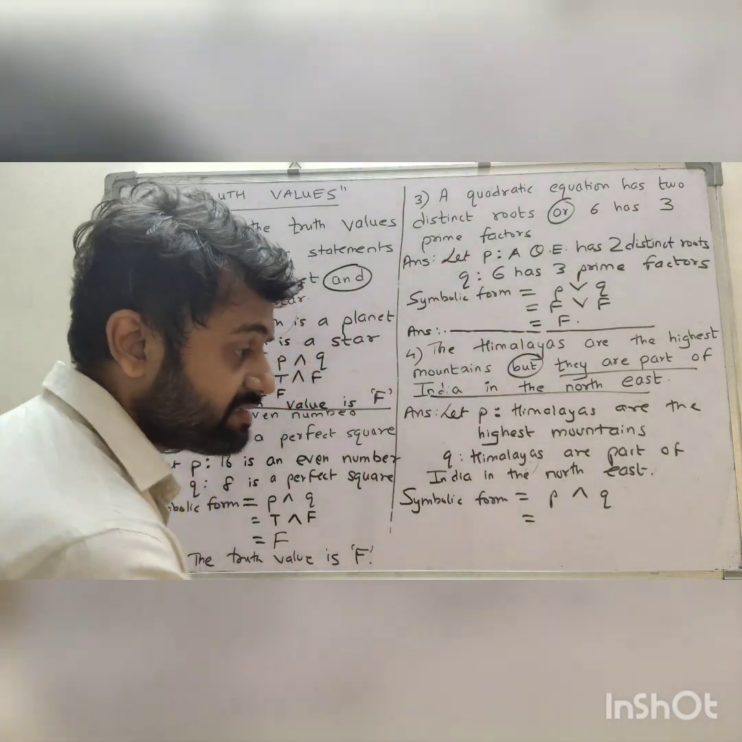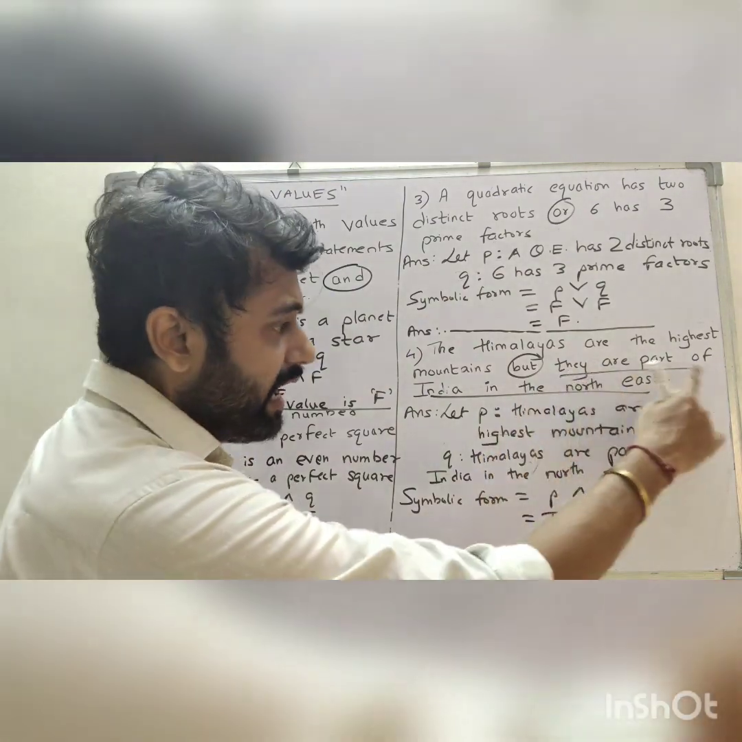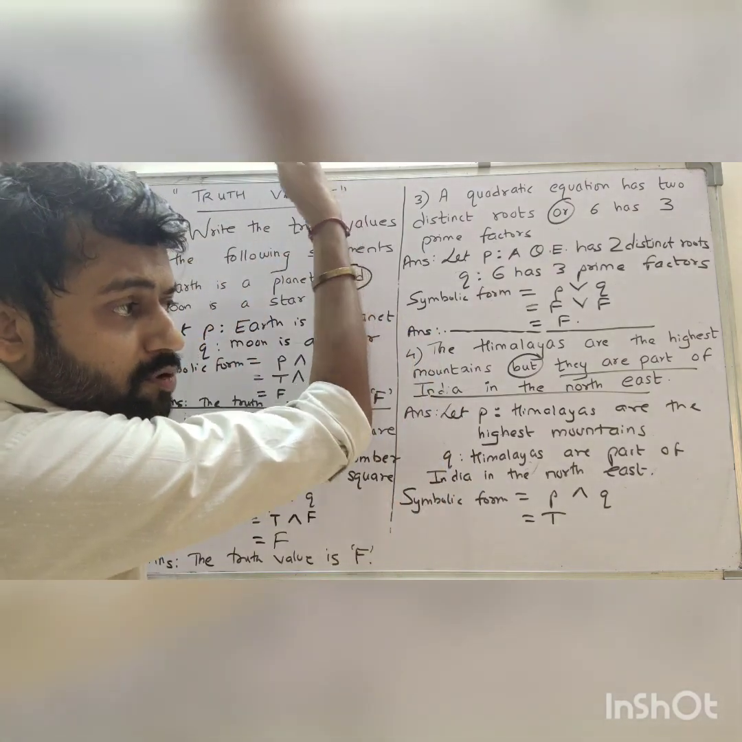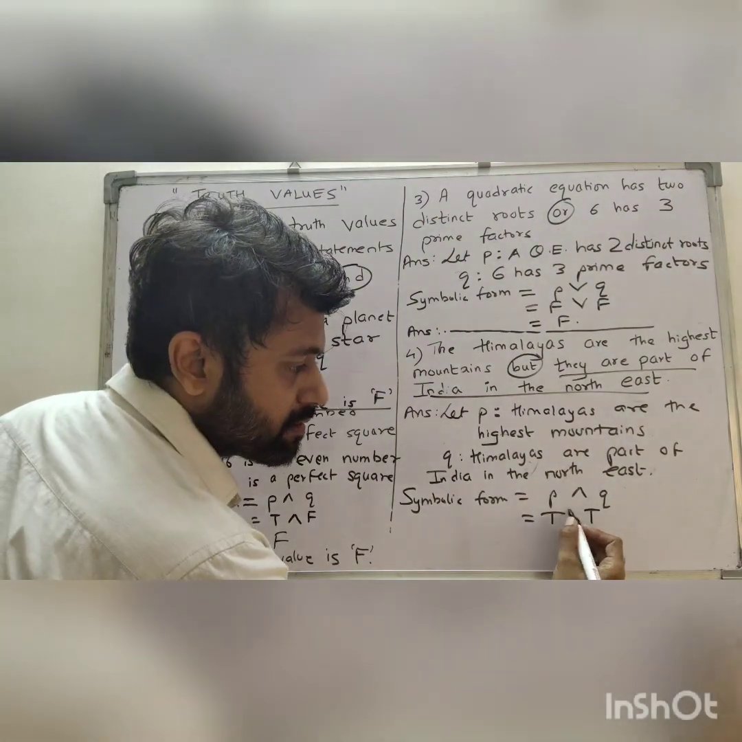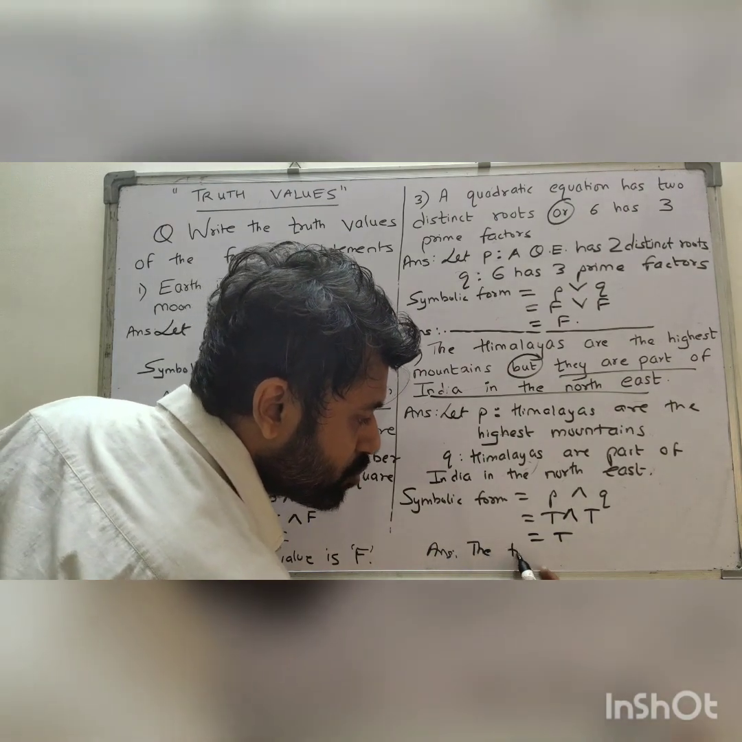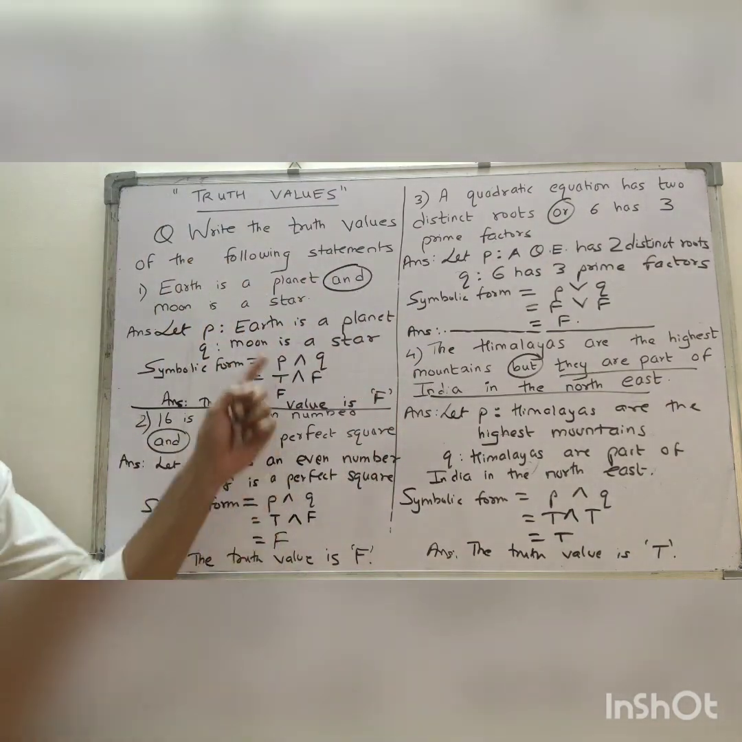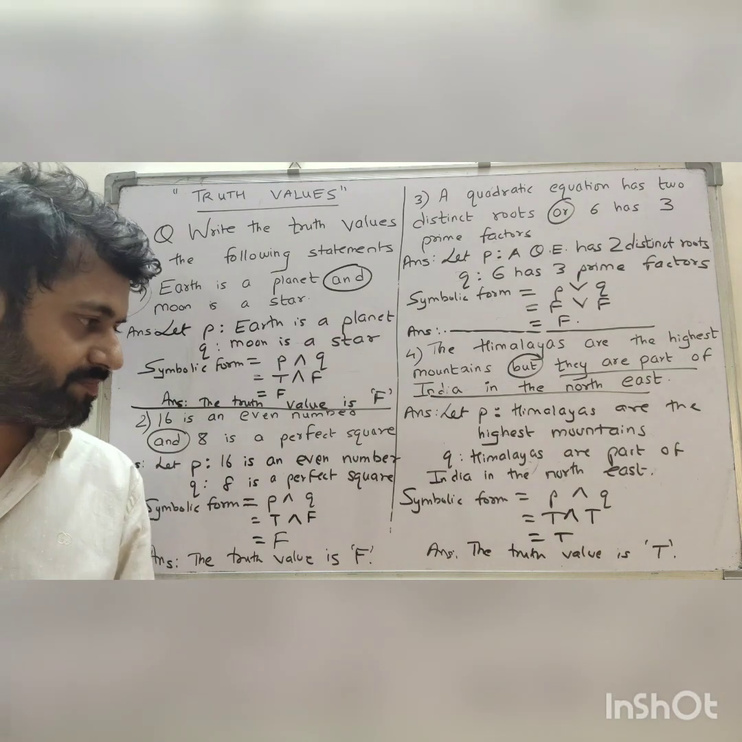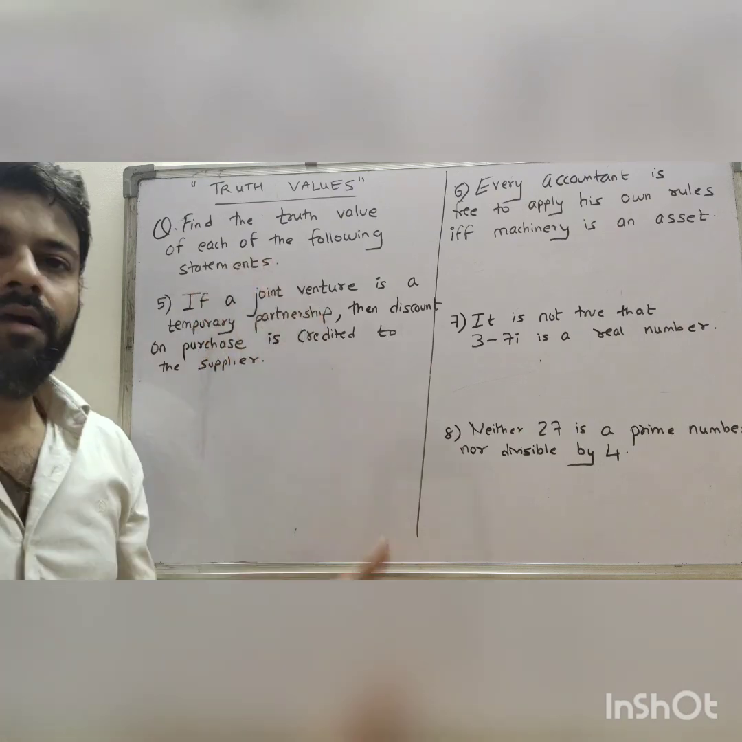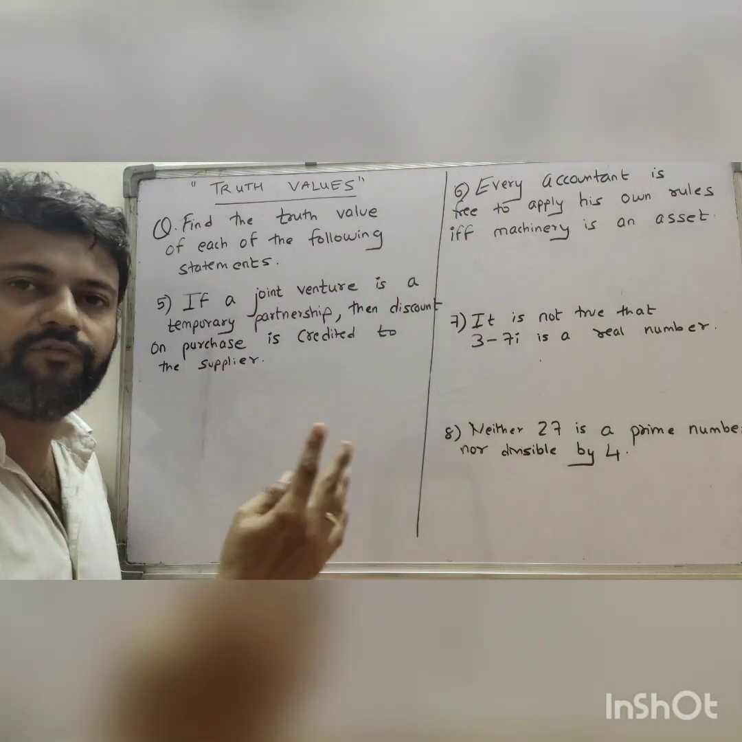Himalayas are the highest mountains. Yes, of course, Himalayas are the highest mountains of the world. They are part of India in the northeast also. Yes, Himalayas extend from north to northeast. T and T, the answer is T. The truth value is T. So please check the four examples. Continuing truth values further, 1, 2, 3, 4. 4 more sentences.